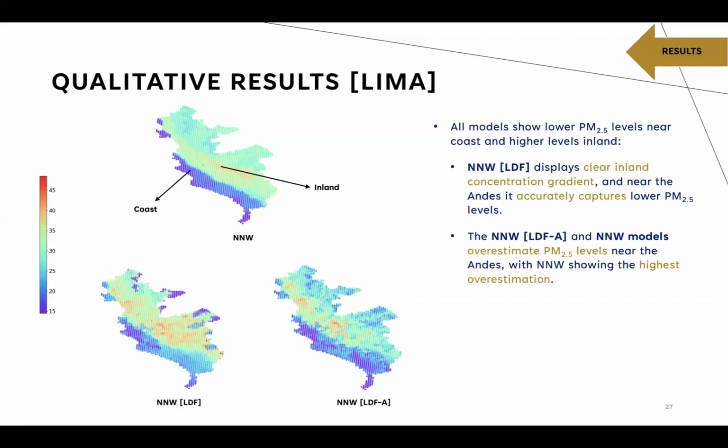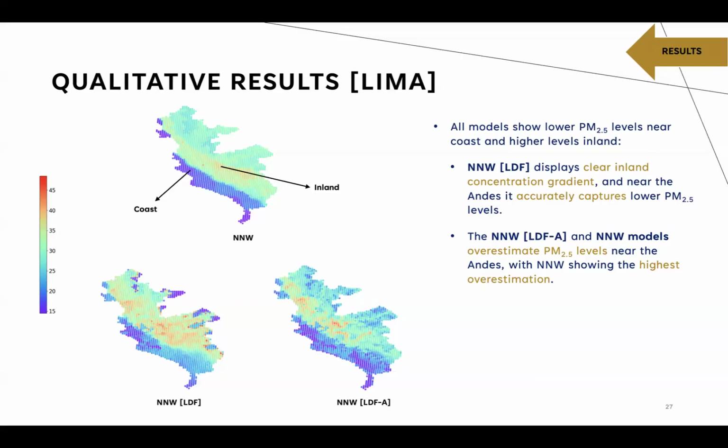So this is the NNW prediction, the NNW LDF and NNW LDFA. We see that all models show lower PM2.5 levels near the coast and higher levels inland, which is great. However, NNW LDF has a clear inland concentration near the Andes mountain, which the environmental scientists we were collaborating with stated should have lower PM2.5 levels.